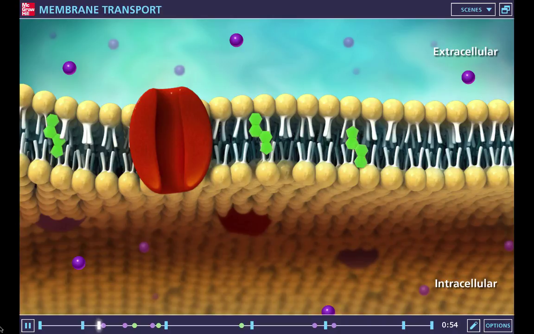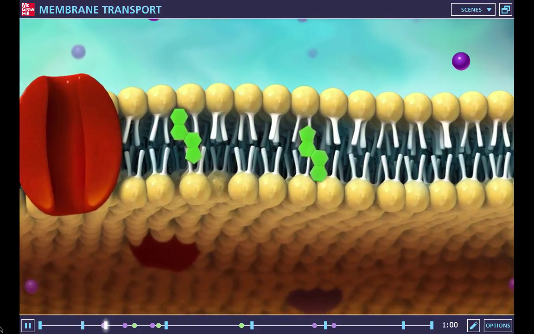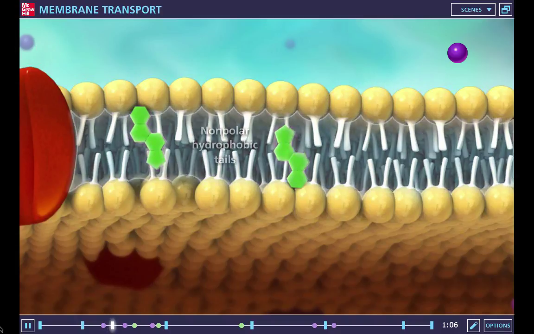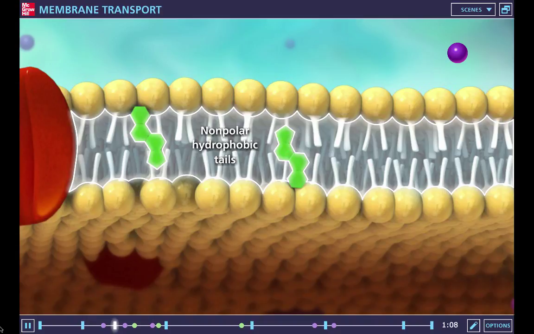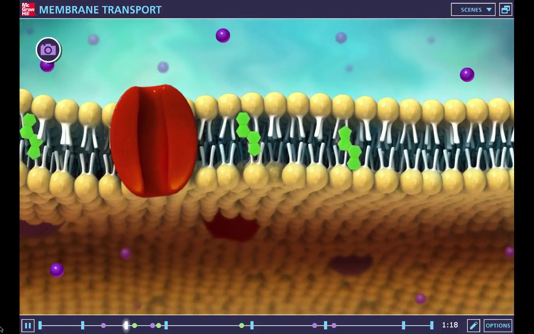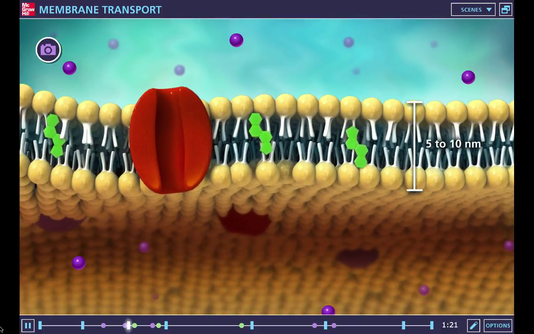This semi-permeable membrane is composed of a lipid bilayer. Phospholipids make up a large part of the membrane and form a bilayer. The structure of the bilayer is due to the tail-to-tail packing of the nonpolar hydrophobic tails, composed of two fatty acid chains, and the polar hydrophilic heads, composed of glycerol and phosphorylated alcohol. The lipid bilayer is 5 to 10 nanometers thick and is embedded with proteins.